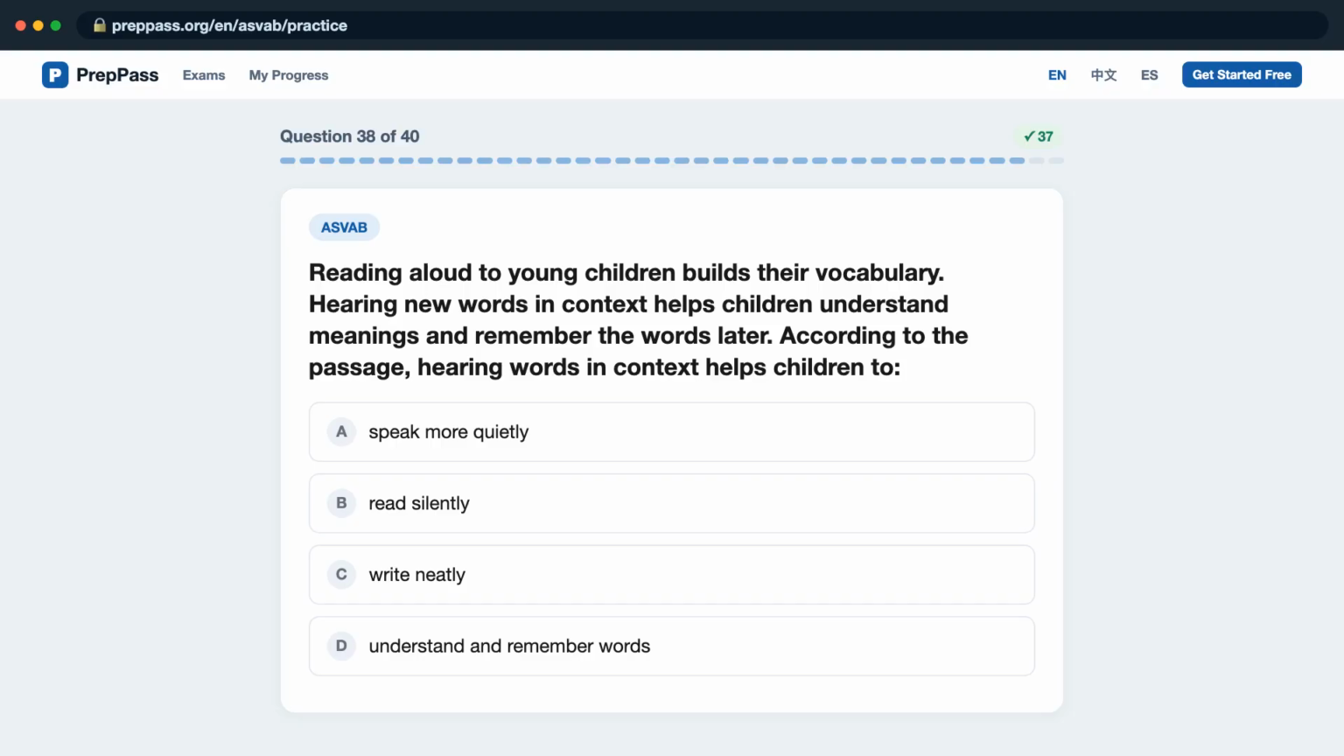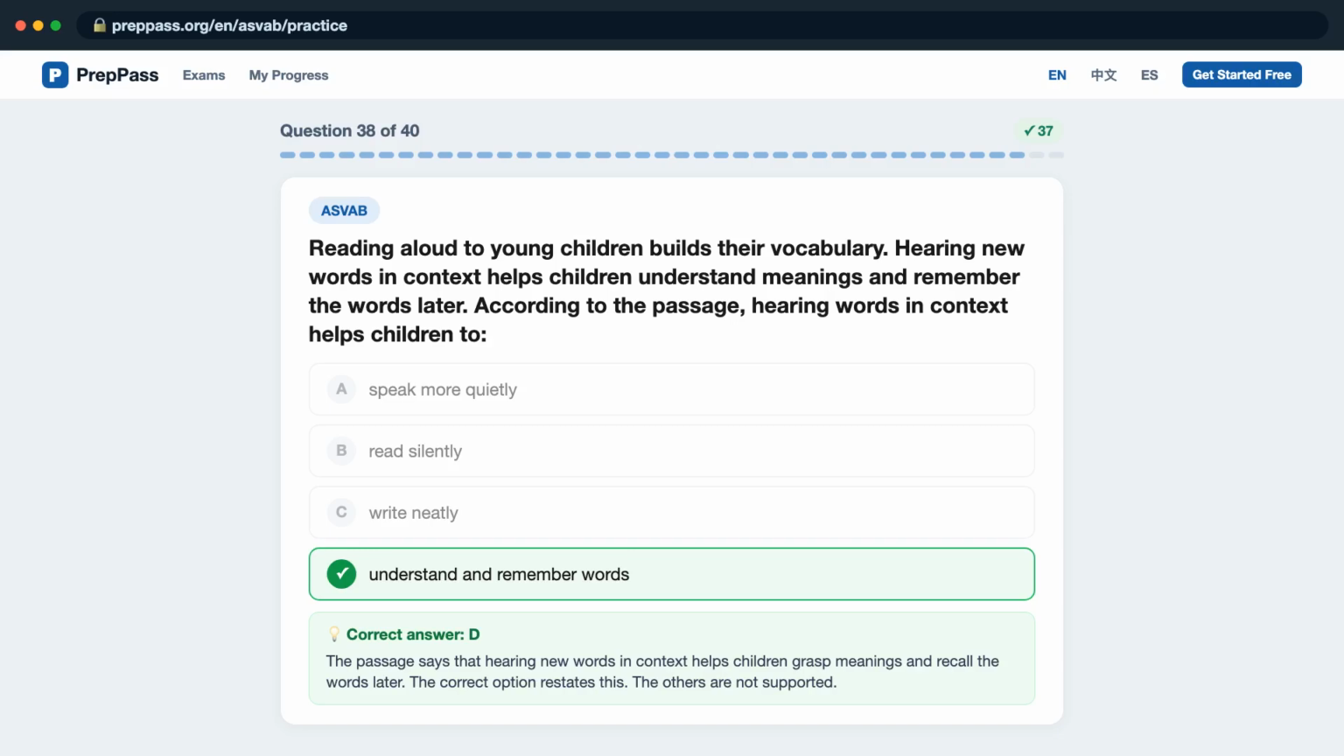Question 38. Reading aloud to young children builds their vocabulary. Hearing new words in context helps children understand meanings and remember the words later. According to the passage, hearing words in context helps children to, is it A, speak more quietly? B, read silently? C, write neatly? D, understand and remember words?